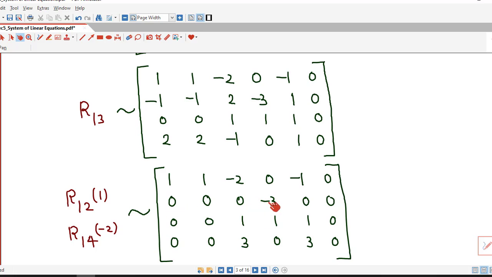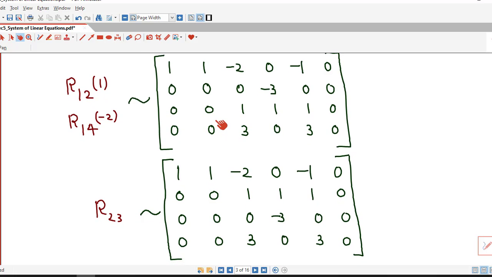Now the first non-zero entry of the second row is minus 3 and the first non-zero entry of the third row is 1. Now this entry must be to the right of this entry. So we have to interchange the second and third rows. So in the next step we interchange the second and third rows. So this third row is written in place of the second row. This is written in place of the third row.